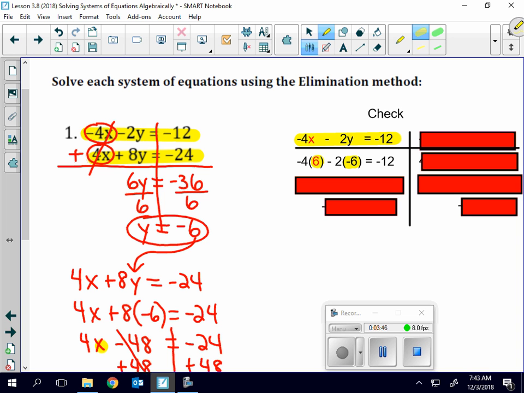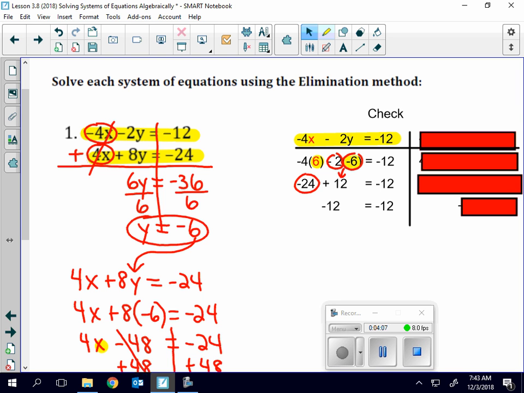You guys already know how to do this. You just make sure that both sides are equal. Well, 4 times negative 6 is negative 24. So I get this. And here I have a negative 2 times a negative 6, which equals a positive 12. No more negative there. And then negative 24 plus 12 is a negative 12, which equals negative 12. So that side worked. Then I go ahead and check my other one.